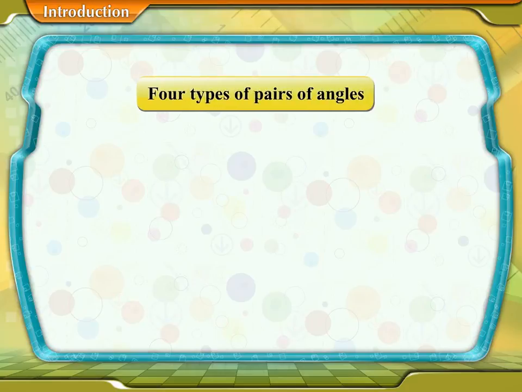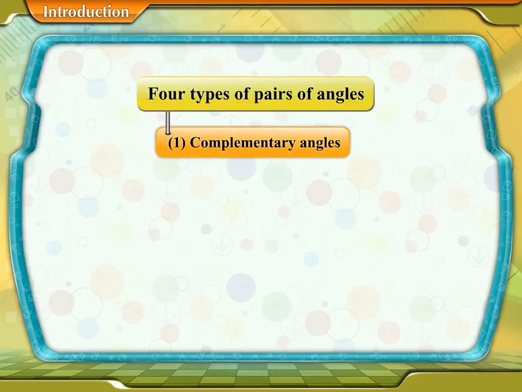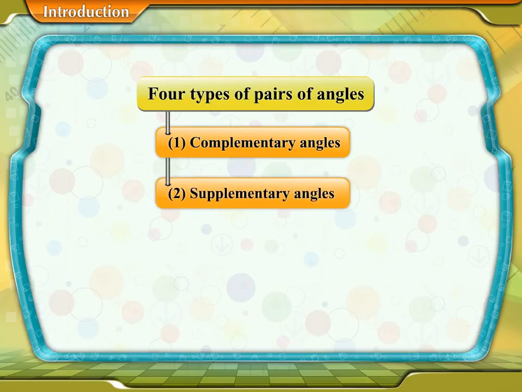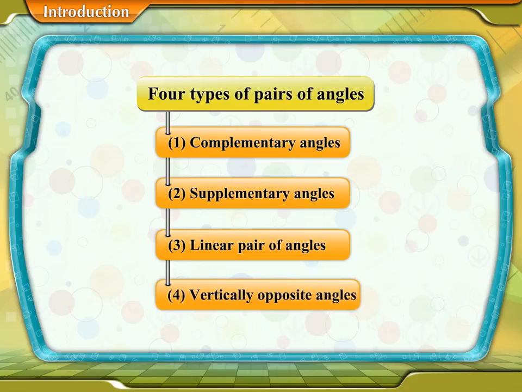There are mainly 4 types of angles. 1. Complementary angles. 2. Supplementary angles. 3. Linear pair of angles. 4. Vertically opposite angles.